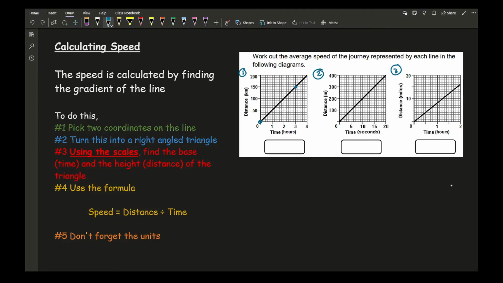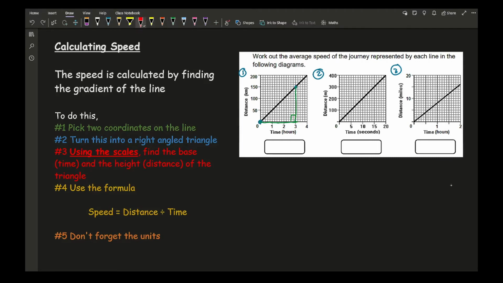So I've picked my 2 coordinates. The next thing I need to do is turn that into a triangle. So here I'm going to turn that into a right angle triangle where the line acts as the diagonal. So there is my right angle triangle. Then the next thing we need to do is work out the height and the base of that triangle using the scale.